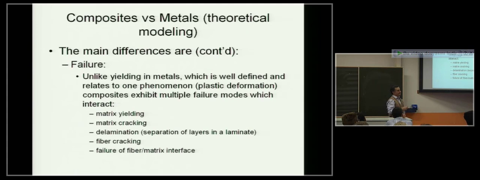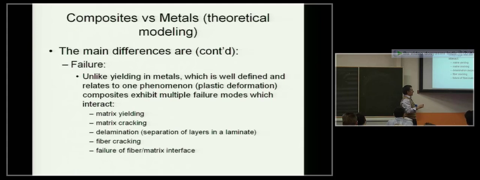The matrix may yield. The matrix will eventually crack. You may have delamination, which is separation between layers. Remember, we are putting together different layers of this orthotropic material that we will call eventually a composite to make a laminate. So between the layers, we can have delamination. Those of you with me in the second part of the course in the fourth quarter will see a lot about delamination.